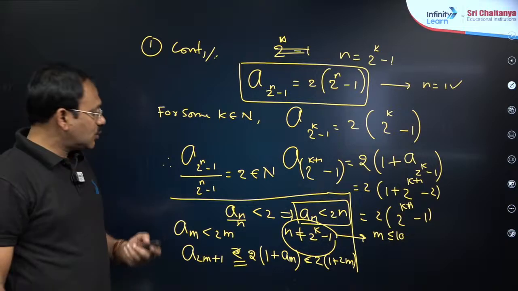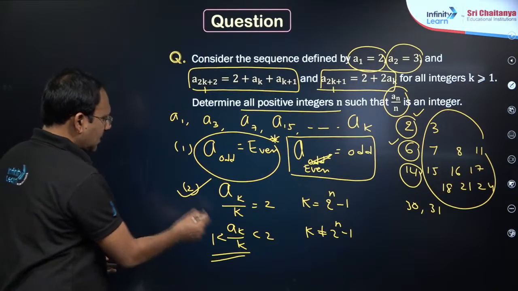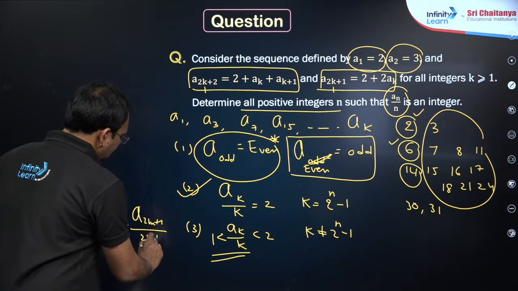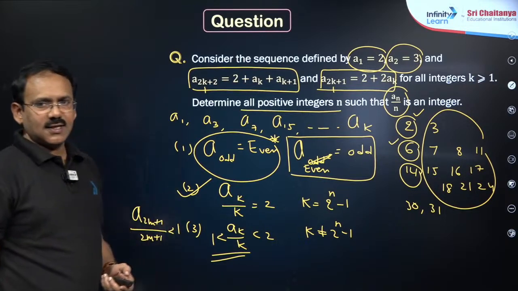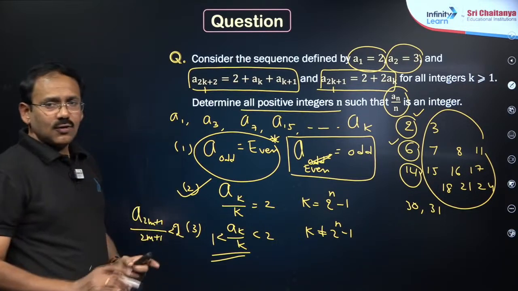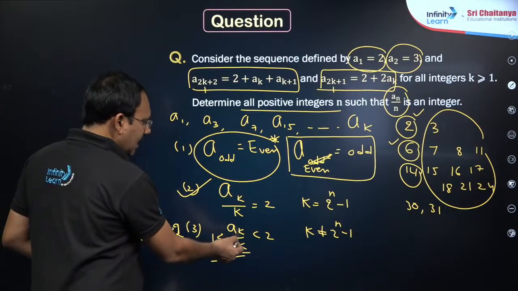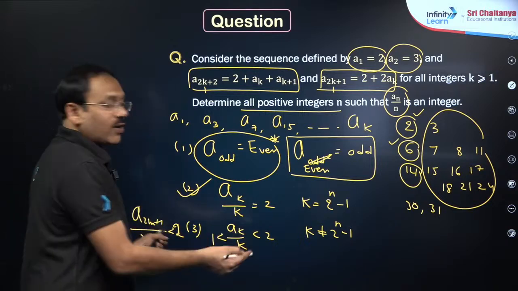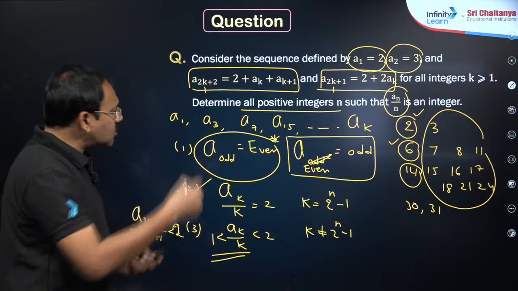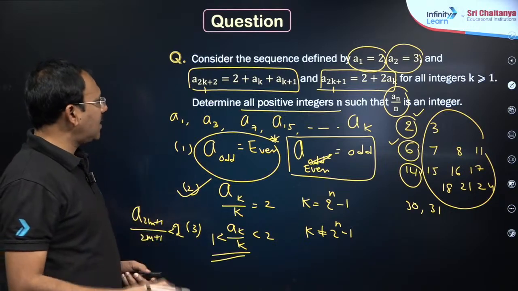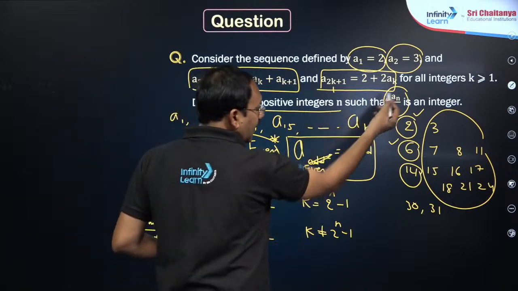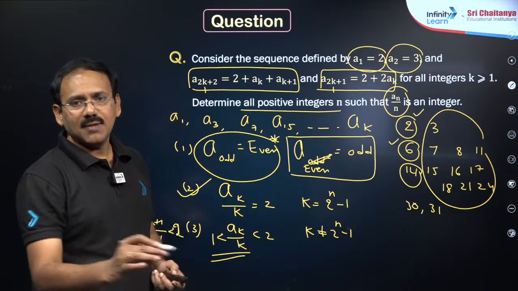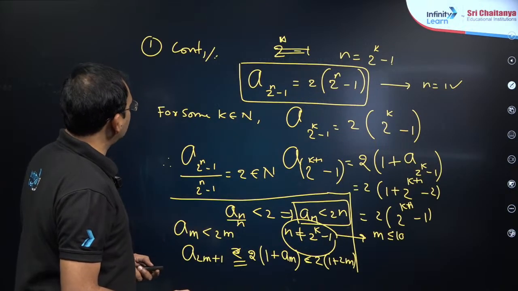If you bring 2m plus 1 to the denominator, a_(2m+1) by 2m plus 1 is less than 2. So finally, dear students, this condition, a_(2m+1) by 2m plus 1 is less than 2. Clearly we are able to say that a_k by k cannot be 2, cannot be more than 2, it is between 1 and 2, so it cannot be an integer. So combining these two, my dear friends, the numbers for which a_n by n is an integer are all nothing but 2^k minus 1, where k is some natural number, right? That is the solution for question number 1, dear students.